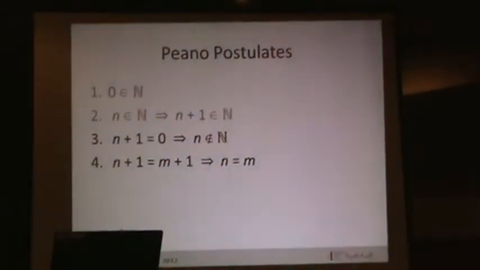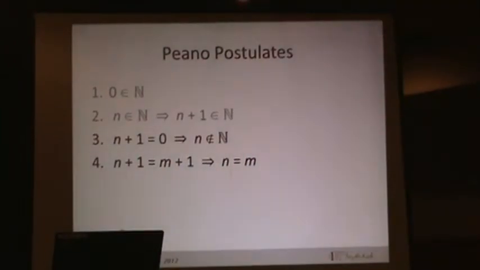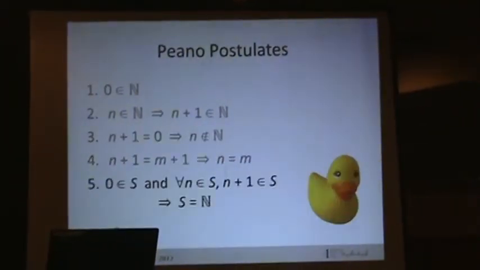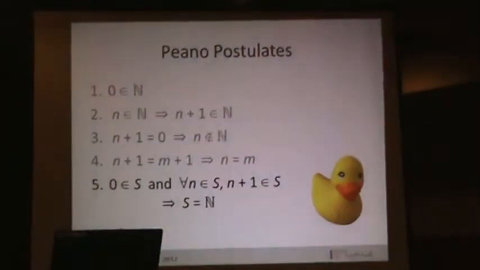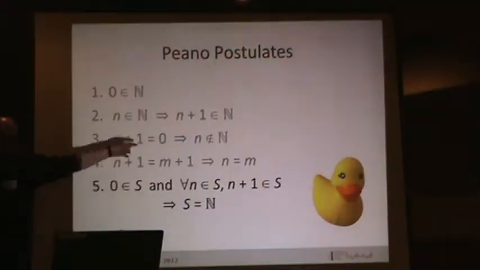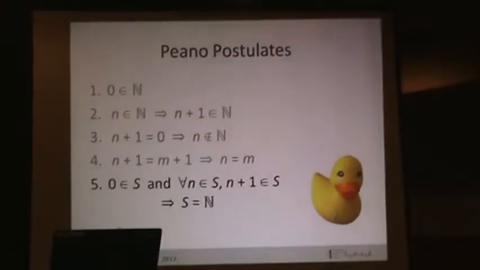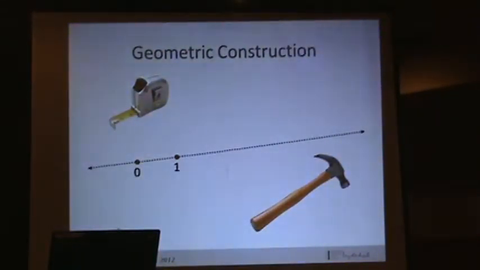And if the next number of two different numbers is the same, well, those were the same number. If we have m and n and the successor to m and n are the same, then m and n are the same. And this last one is the induction principle, except that should say N is a subset of S. If 0 is in the set and all the successors to any number in the set is in the set, then the natural numbers are in that set.